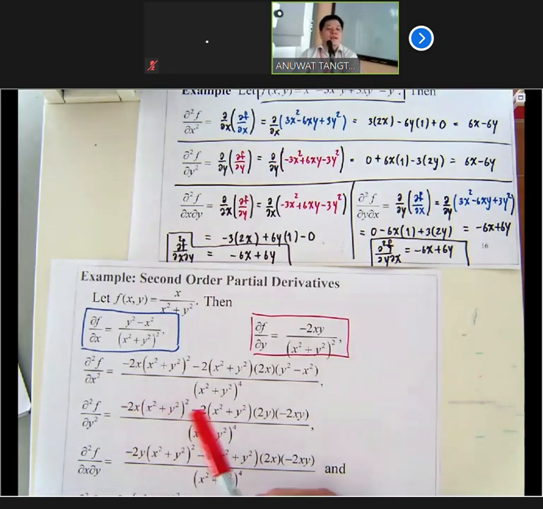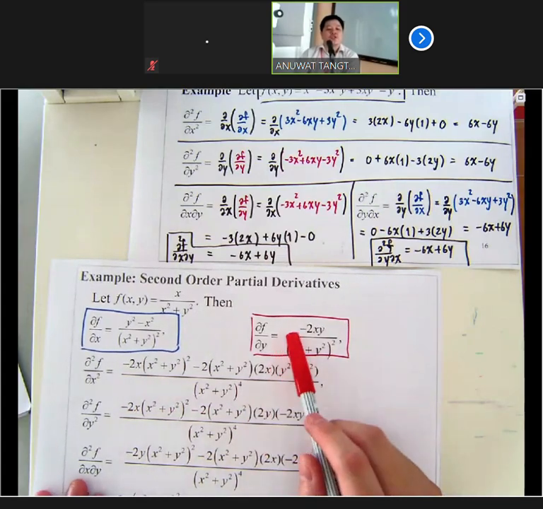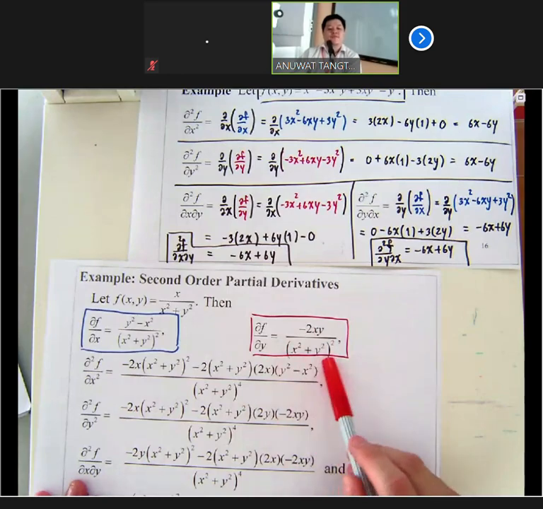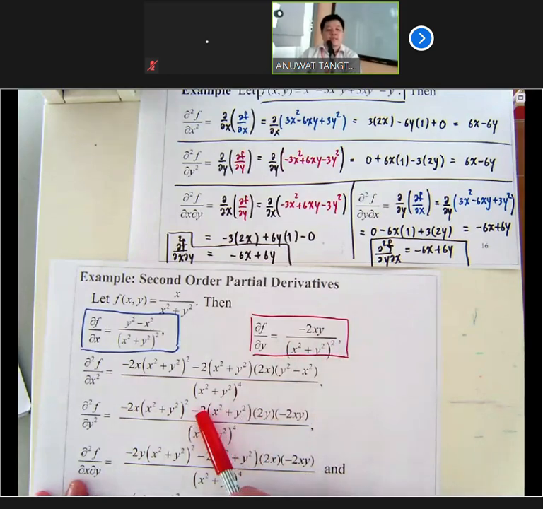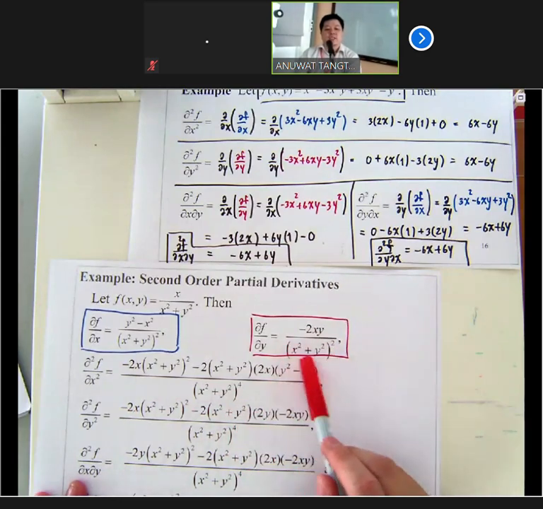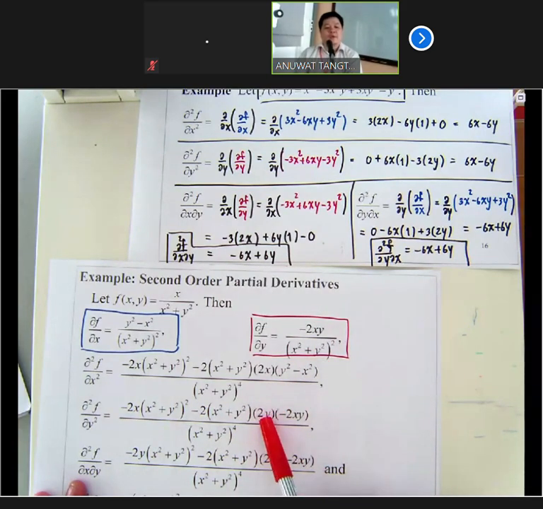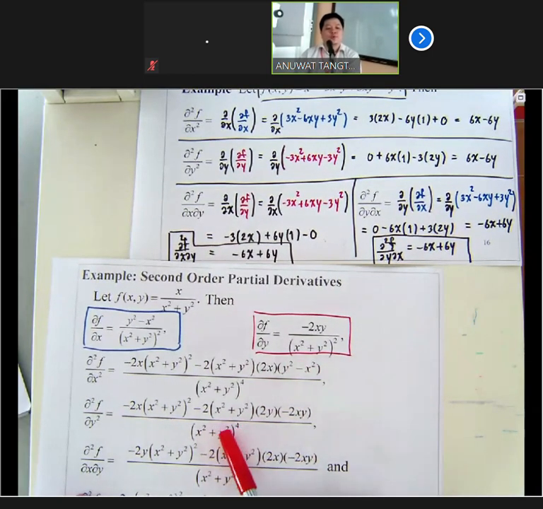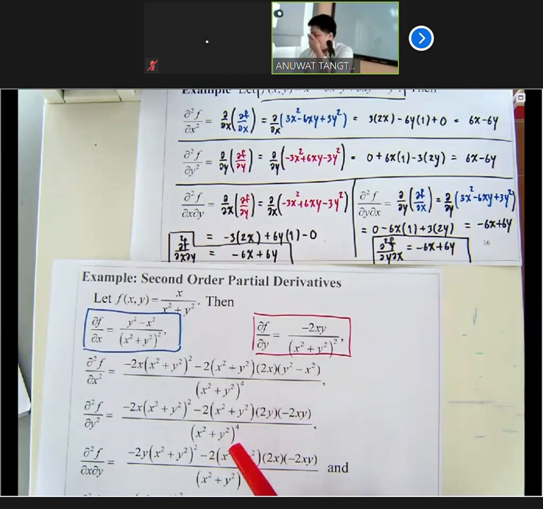V du, and then minus u, so minus u becomes minus 2xy there. And for dv, the result would be the same as the previous case, 2 of x squared plus y squared. But this time, when we differentiate x squared plus y squared, we get 0 plus 2y. So that is why we obtain 2y here. And then divided by v squared, and that would be x squared plus y squared to the power 4.